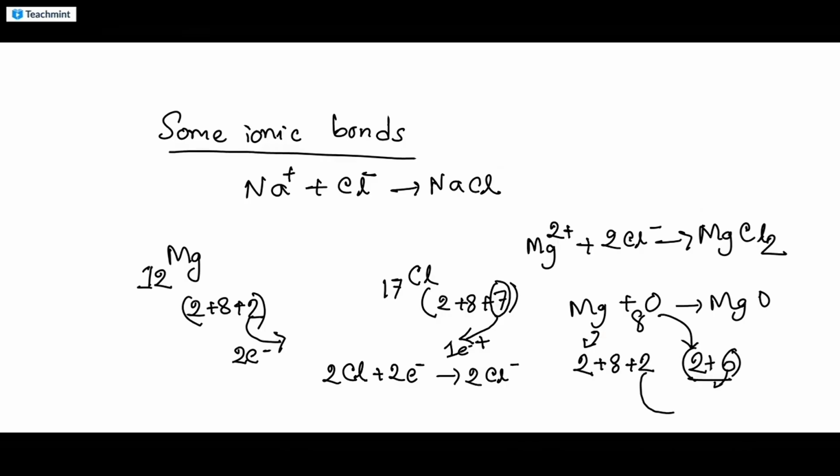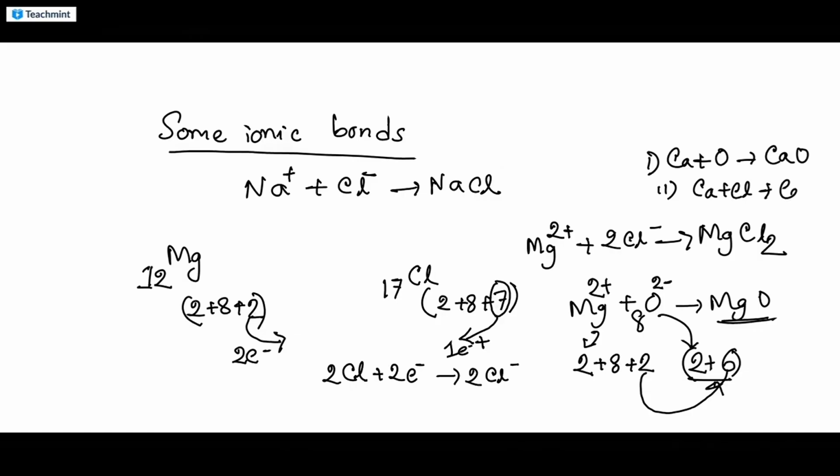That means from magnesium, 2 electrons will be transferred to oxygen. That means magnesium will lose 2 electrons. That will form magnesium 2 plus cation, and here will be oxide ion O2 minus. And here will be the compound magnesium oxide. There is a home test for you guys. Calcium plus oxygen is equal to calcium oxide, and calcium plus chlorine will be calcium chloride. So try this out.